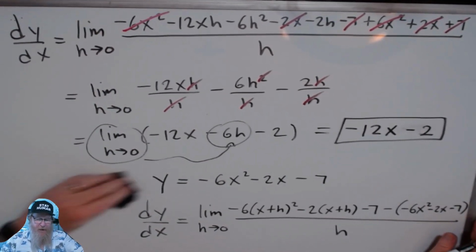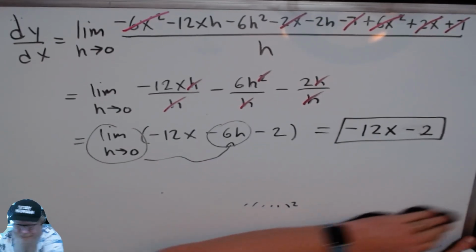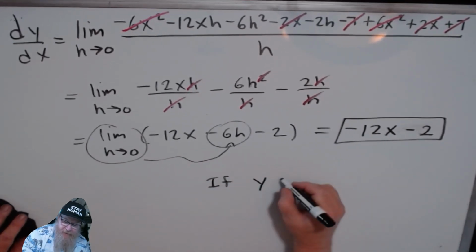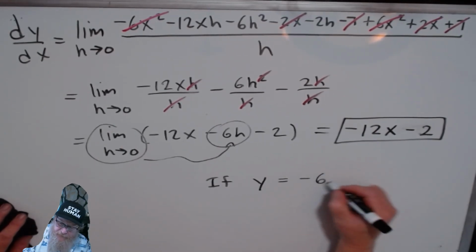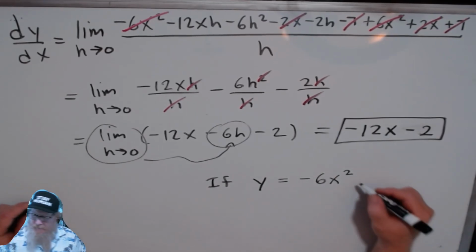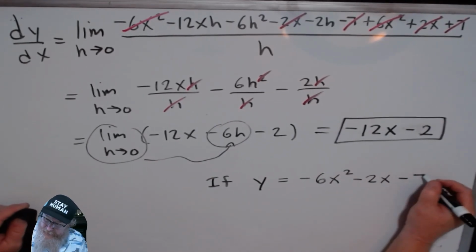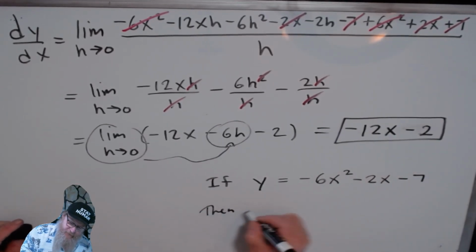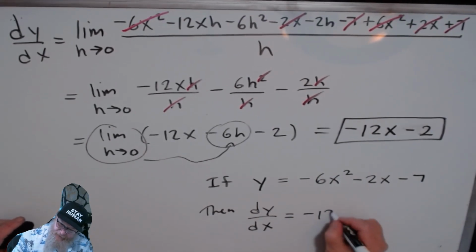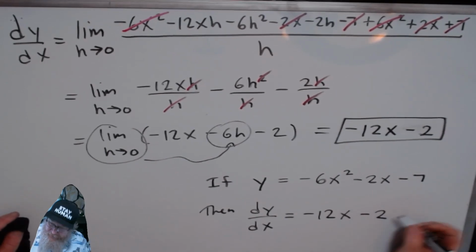And that's it. So that is your dy dx. So if y is equal to negative 6x squared minus 2x minus 7, then dy dx is negative 12x minus 2.